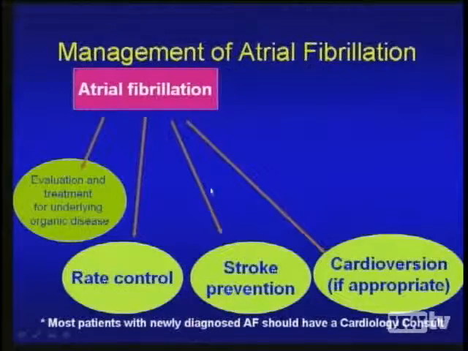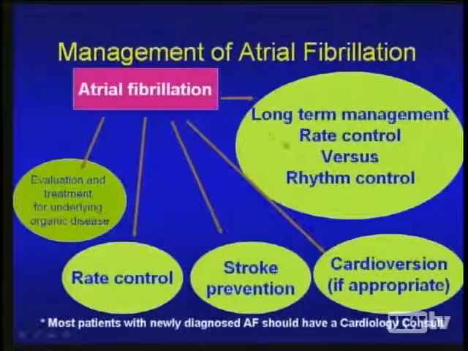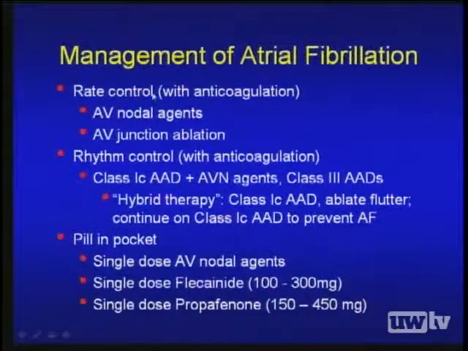Stroke prevention, we've already discussed. Cardioversion, if appropriate, needs to be considered. And finally, a decision regarding long-term management with rate control versus a rhythm control strategy needs to be thought about. Most patients with newly diagnosed atrial fibrillation should probably have at least one cardiology consultation. Rate control is predominantly with AV nodal agents. In some patients in whom you're going to leave them in persistent atrial fibrillation and no strategy works with drugs, taking out their AV node with an ablation strategy and implanting a pacemaker can be a very effective way to manage those patients.